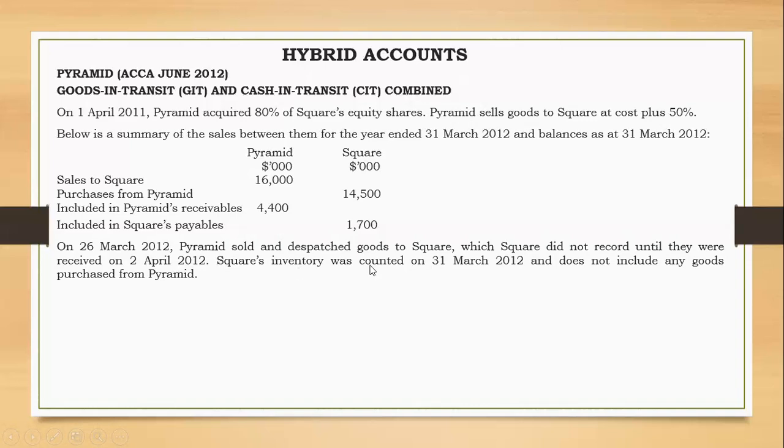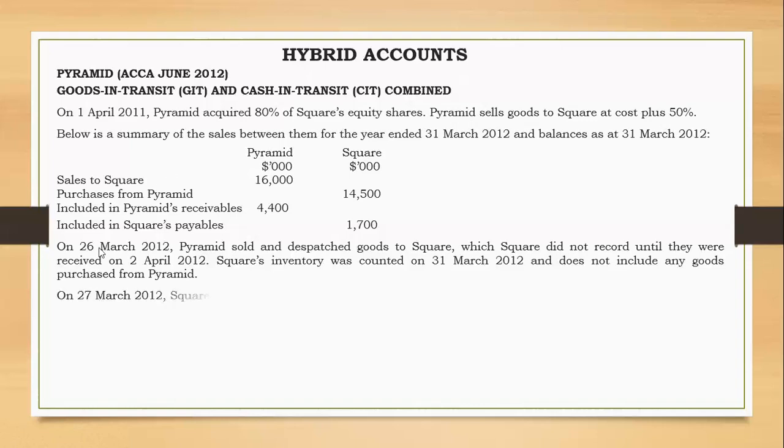And we are told that Square's inventory was counted on 31st March 2012 and does not include any goods purchased from Pyramid. This is usually obvious if goods were still not recorded, because we usually record the transaction when you receive the goods. So since Square had not received the goods, it means that Square had not recorded those goods. So I have to pass double entries to presume that Square had received the goods. So that's the first step. But it also shows us that we have goods in transit here. Some goods are still on the way that Square should have considered, but they are not yet recorded. So I have to pass the journal entries.